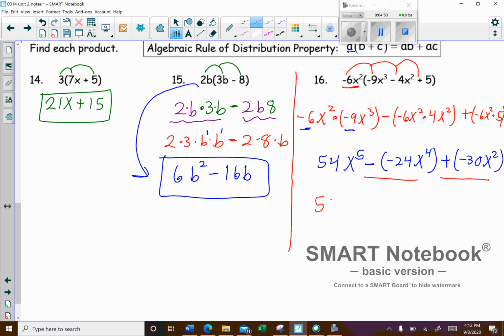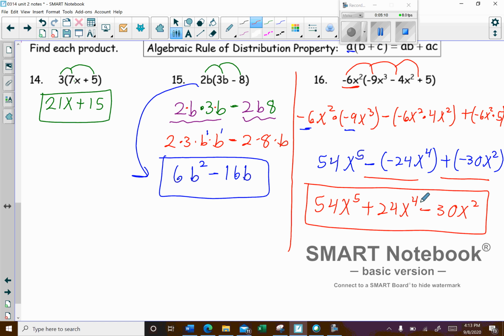So 54x to the power of 5 plus 24x to the 4th. And then plus the negative, we can simplify that by putting it just as minus 30x squared. So it's considered to be more simplified. The less ink I have, the more simplified it is. So if I can change having those two signs into a single sign of just a minus, that's considered to be more simplified.